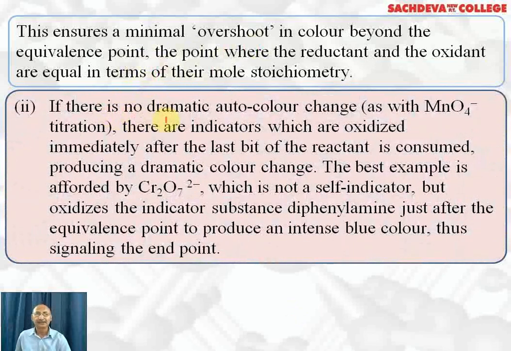If there is no dramatic self color change as in permanganate titration, there are other indicators which are oxidized immediately after the last bit of the reactant is consumed, producing a dramatic color change. For example, dichromate ion is not a self-indicator but oxidizes an indicator substance like diphenylamine just after the equivalence point to produce an intense blue color, thus signaling the endpoint. So here diphenylamine is used as an indicator which turns blue after the equivalence point with the help of dichromate ion.